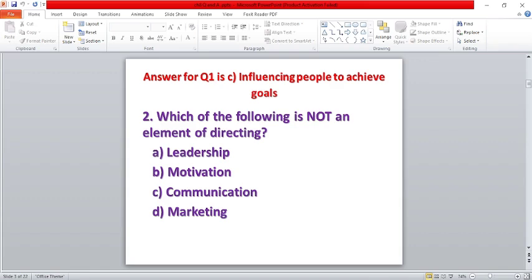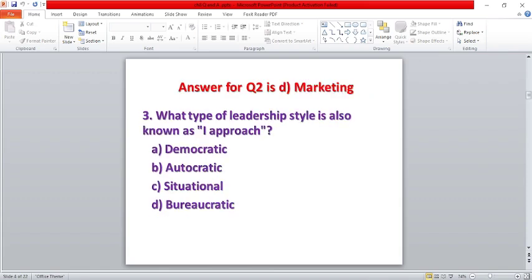D. Marketing. Question number 3. What type of leadership style is also known as the autocratic approach? A. Democratic. B. Autocratic. C. Situational. D. Bureaucratic. The answer for this question is B. Autocratic.